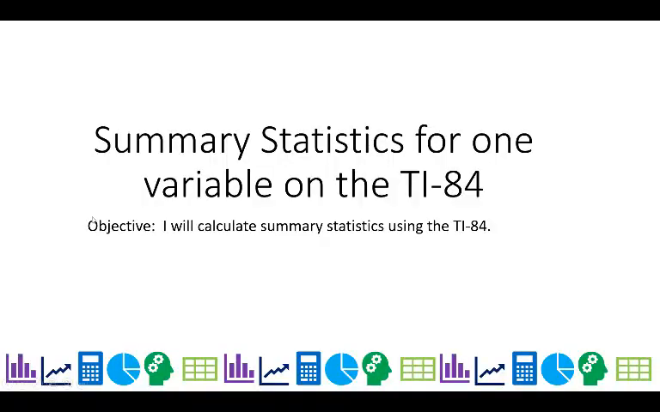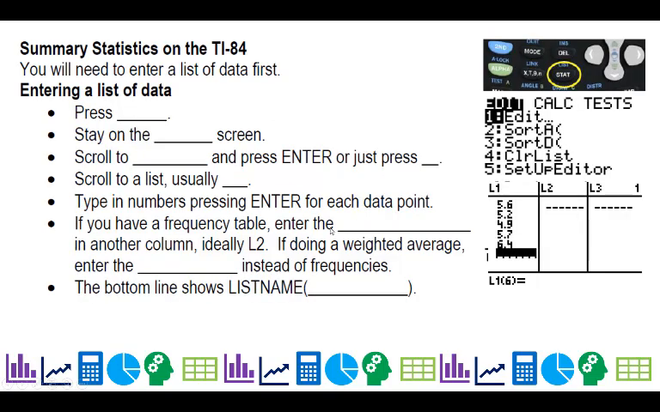Now we're going to show you how to calculate summary statistics like measures of center and spread using the TI-84. So first of all, we're going to take our list of data and enter it in the calculator. And we start by pressing the Stat button right there.